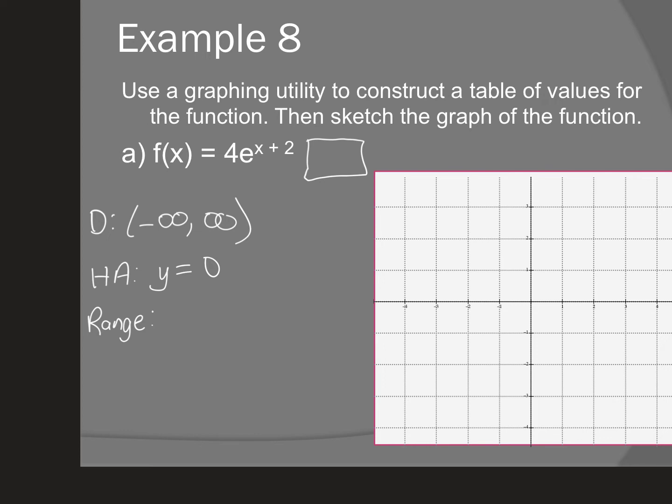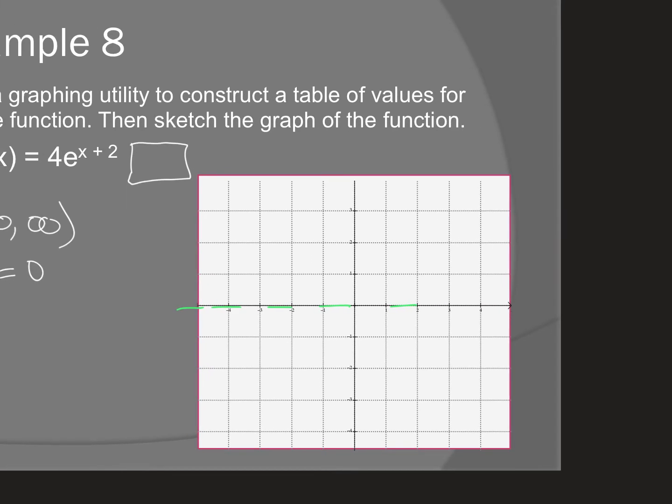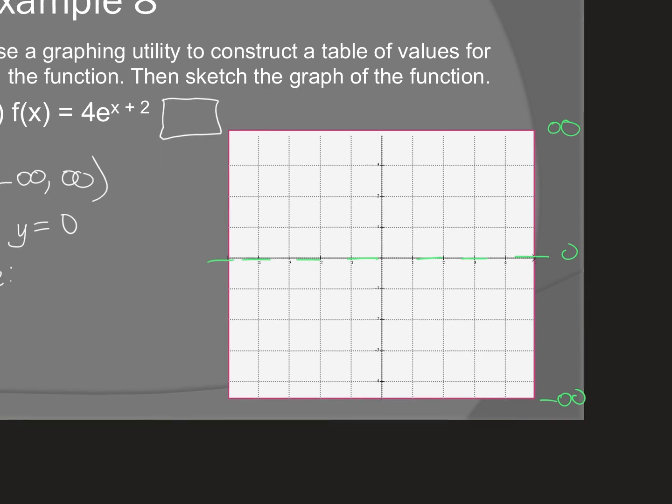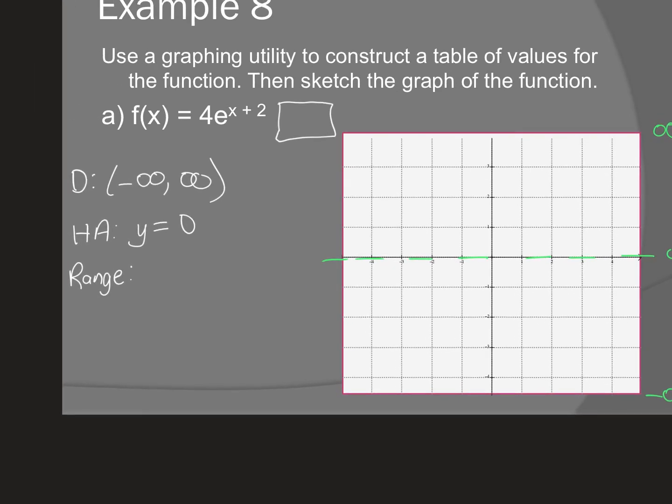Now you can tell me the range, because your range is based upon the horizontal asymptote. It's that line. Horizontally, your function's going to get real close to, but not touch. It's either going to be negative infinity to 0 or 0 to infinity. So just by looking at your function, you can tell me where this graph exists.